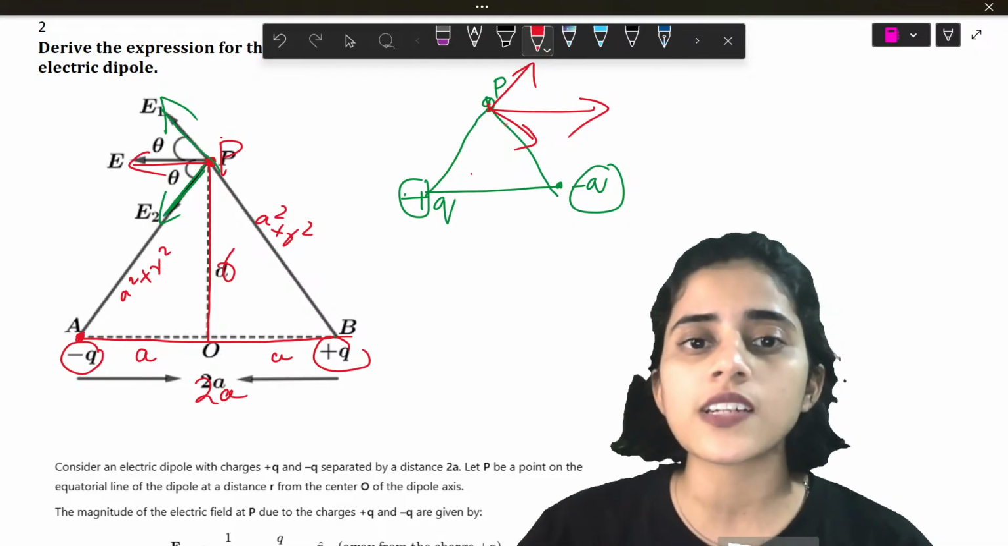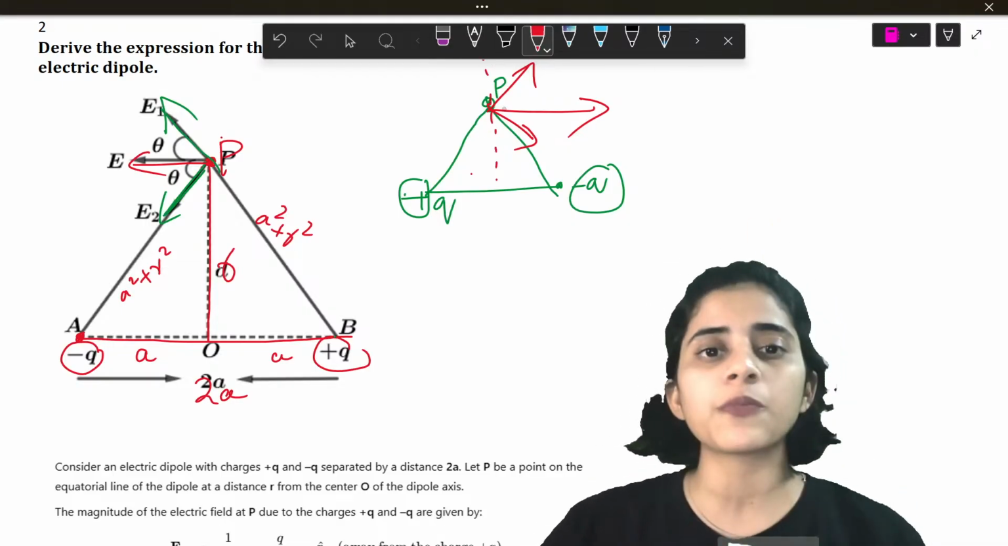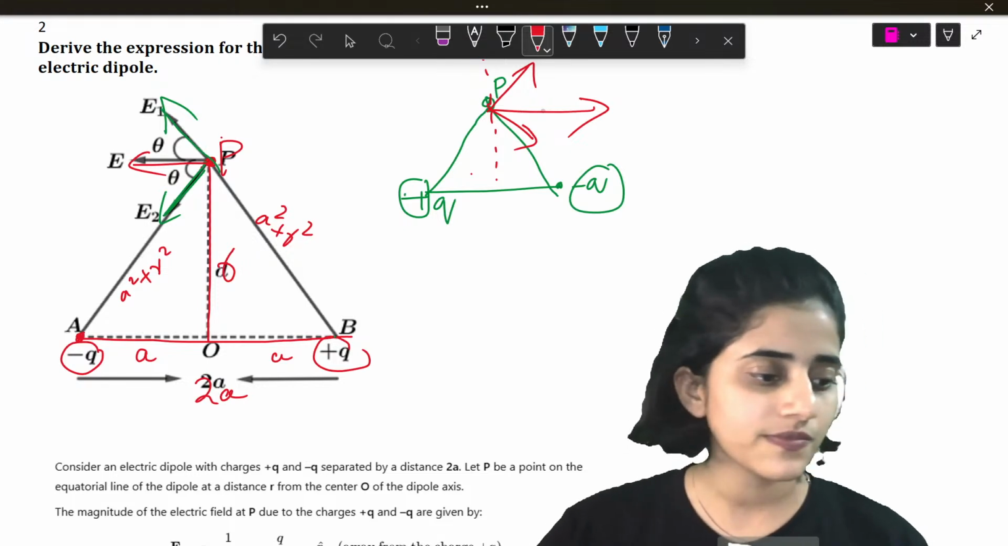So if you make this a triangle, you will get that the vertical components are cos theta.